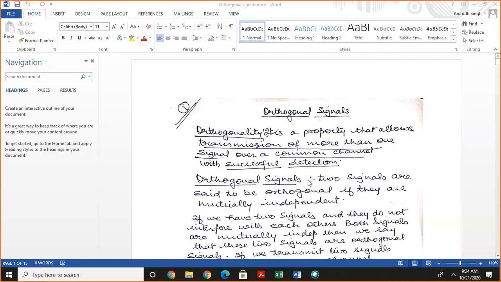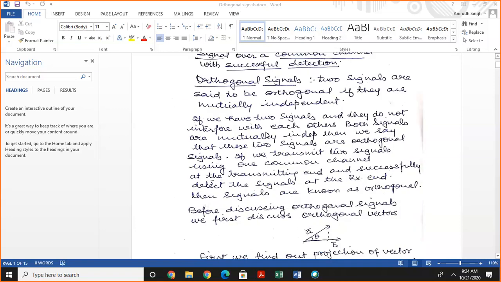Two signals are said to be orthogonal if they are mutually independent. If we transmit two or three mutually independent signals over a single channel, then they are successfully detected at the receiver end. If two signals do not interfere with each other, then both signals are mutually independent and we say that these two signals are orthogonal signals. If we transmit them using one common channel and successfully detect them at the receiving end, then the signals are known as orthogonal.